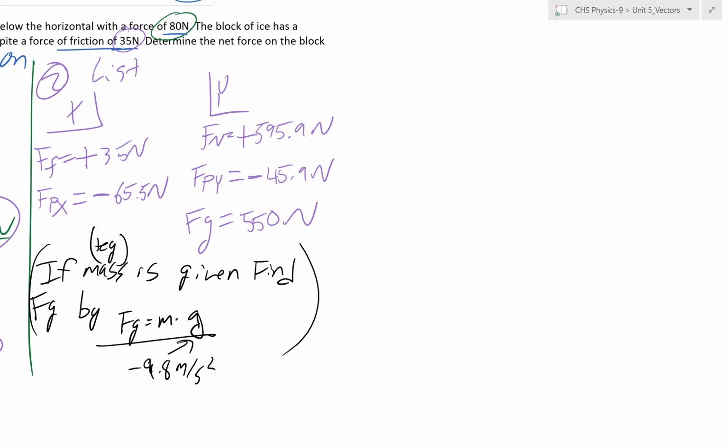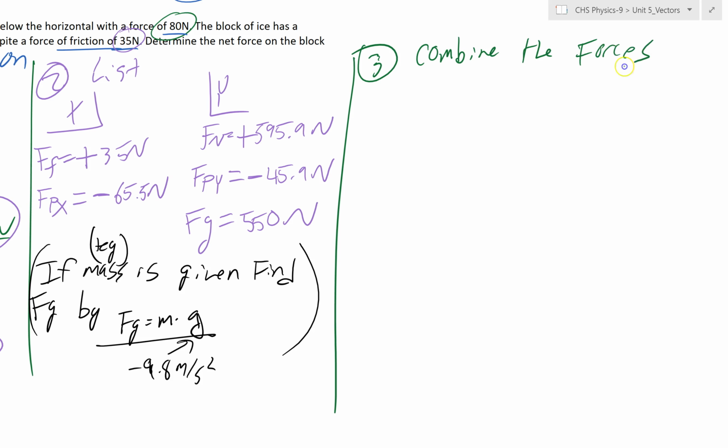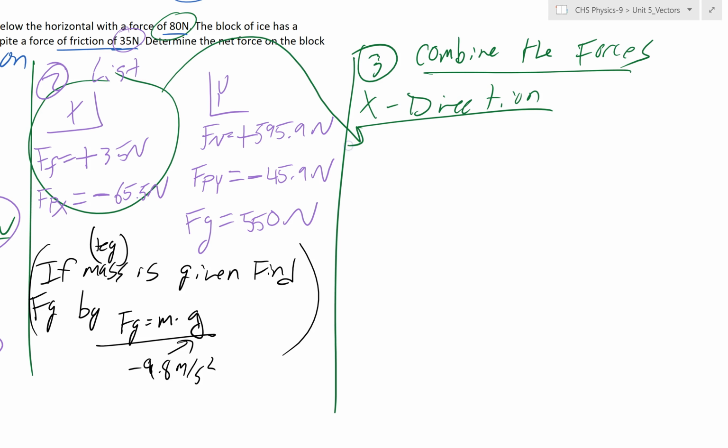And then back into it, the last thing that we'll do is step 3, where we're going to combine the forces. Okay, so we've got the x direction, and I'm just going to take these values here and write them over here. So I've got my 35 newtons minus 65.5 newtons, and I end up with negative 30.5 newtons. So we'd say that that's going to the left.